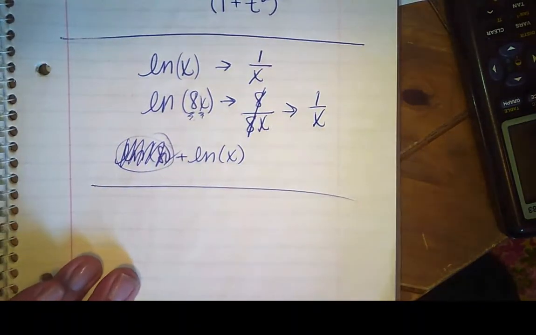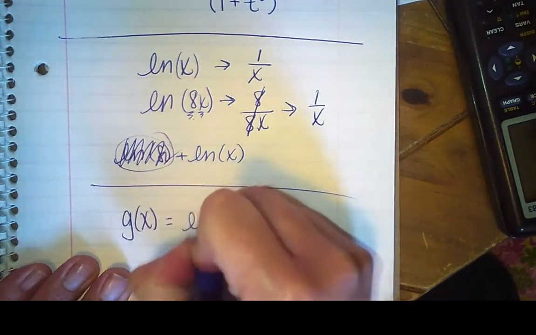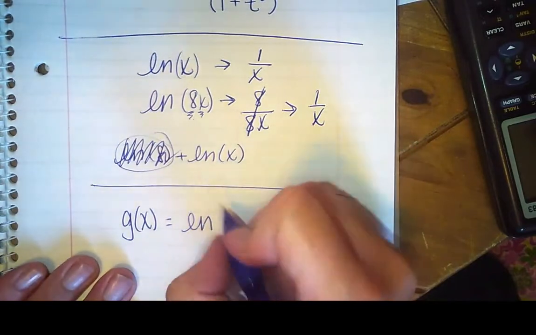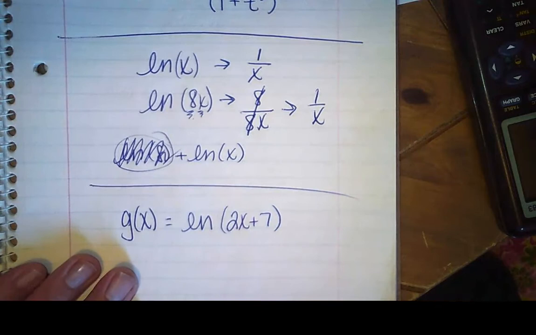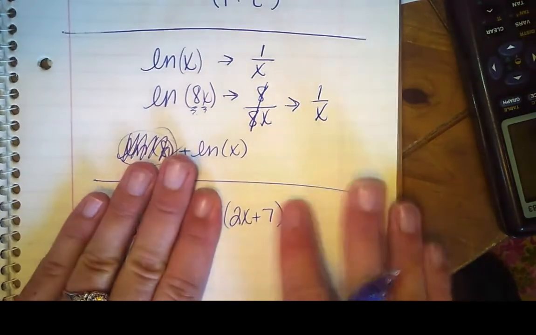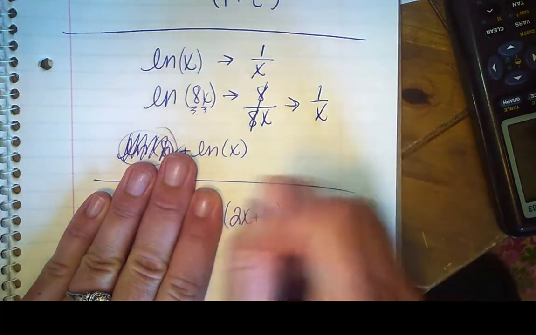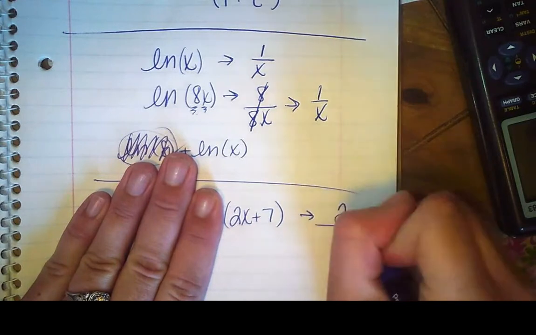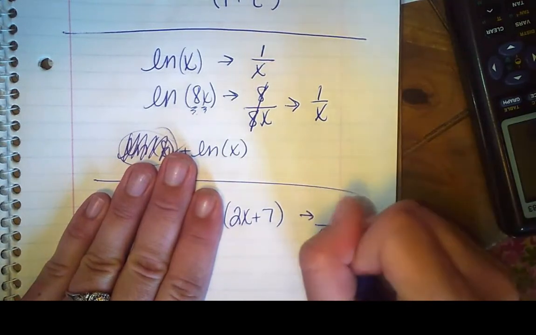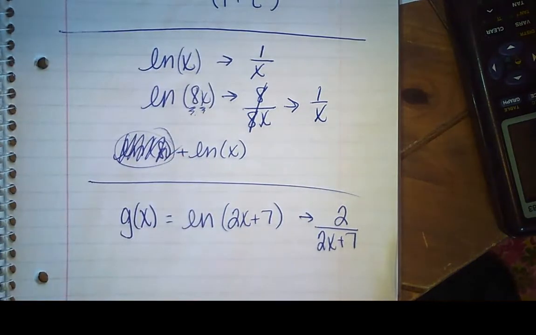All right, so we have g of x equals the natural log of 2x plus 7. Okay, so how do I take the derivative of a natural log? Take the derivative of the argument, which is the stuff in parentheses. So the derivative of 2x plus 7 is 2 over the argument itself. Well, what's the argument? It's 2x plus 7. And you're done.